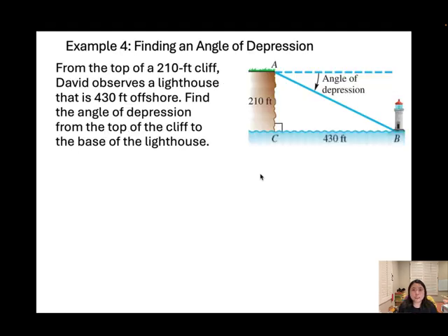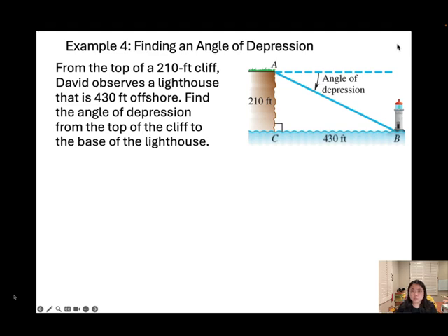Example 4. Finding an angle of depression. From the top of a 210 feet cliff, David observed a lighthouse that is 430 feet offshore. Find the angle of depression from the top of the cliff to the base of the lighthouse. Okay, they give you the picture already. So it creates a right triangle here. And then you know this is 430 feet. And then the height of the cliff is going to be 210. And we want to find this angle.